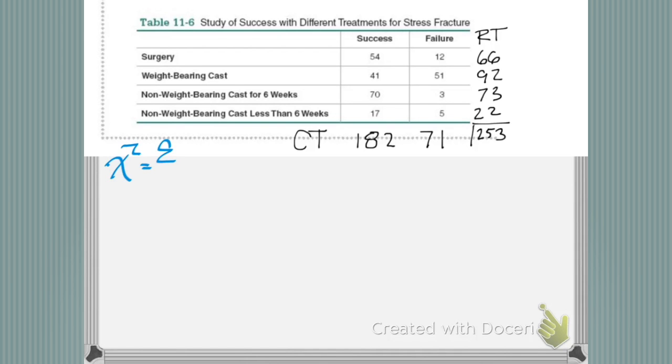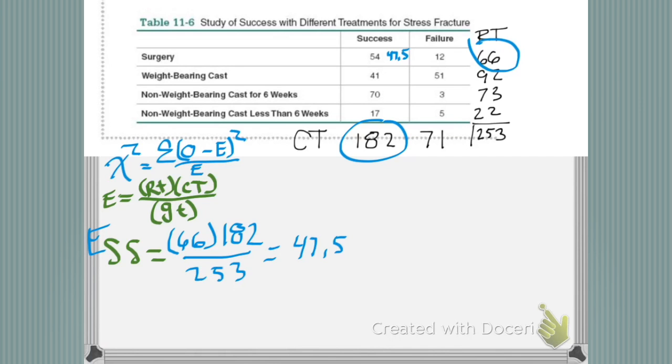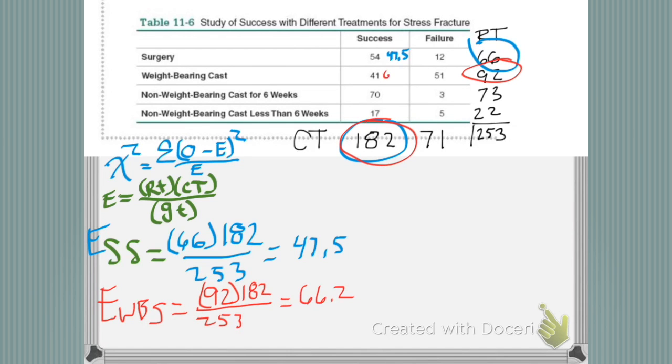Then we need to get our chi-squared, our test statistic. Statistics excite me. So what do we need? We need to find our expected values. To find our expected value, that's the row total times the column total divided by the grand total. Let's get that first one, surgery and success. We take the row total times the column total and divide by the grand total, and that's how we got 47.5. Then the expected value of weight-bearing cast and success is the row total times the column total divided by the grand total, and we get 66.2.